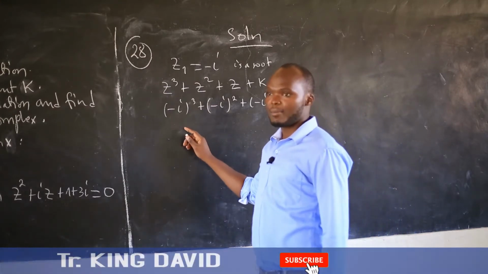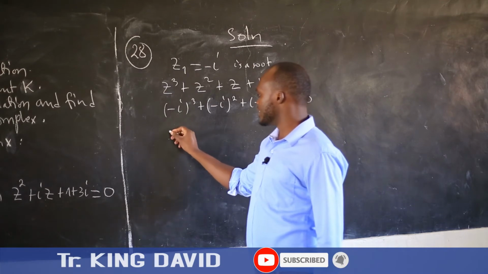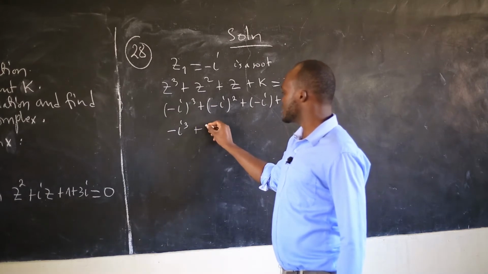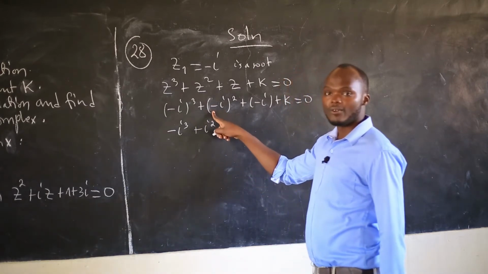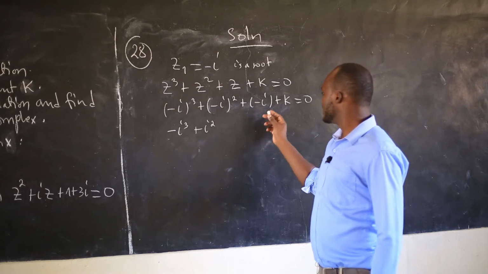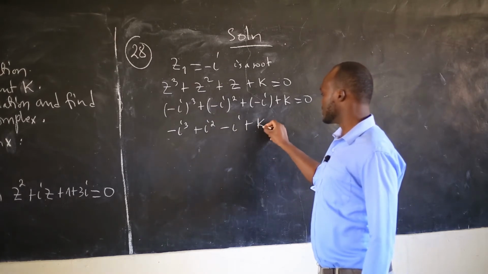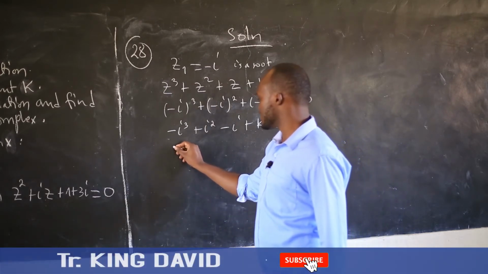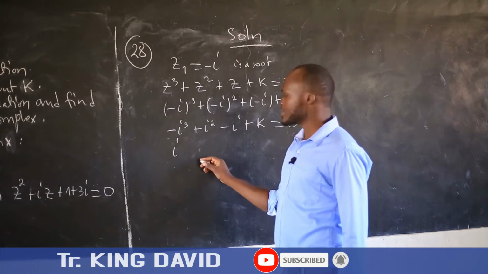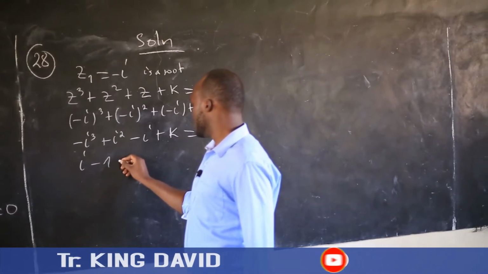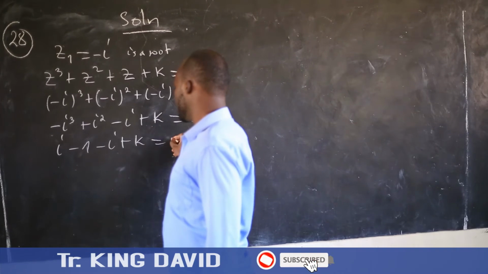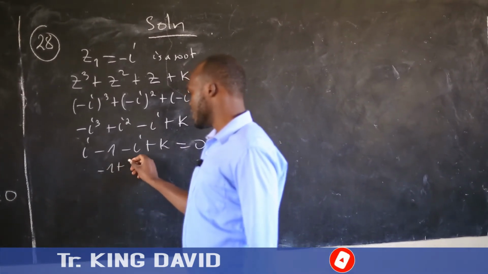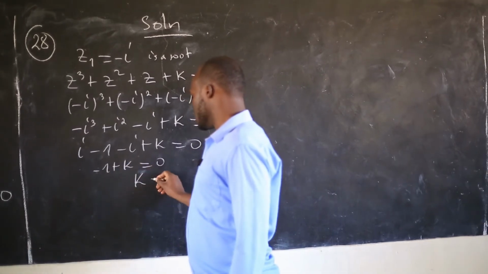So what is i^3? This is (-i)^3. This is plus i^2, because (-1)^2 is positive 1, then minus i plus k equals 0. So what is i^3? i^3 is negative i, so (-i)^3 is positive i, because negative becomes positive, minus 1 minus i plus k equals 0. You see i minus i is 0, remaining with negative 1 plus k equals 0. So our k equals 1.